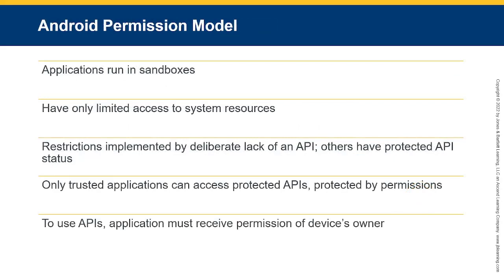This is the Android permission model. Applications run in sandboxes. They only have limited access to some resources. Some restrictions are implemented by a deliberate lack of API. Others are protected API status. Only trusted applications can access protected APIs. They are protected by permissions. To use these APIs, an application must receive permission from the device owner.